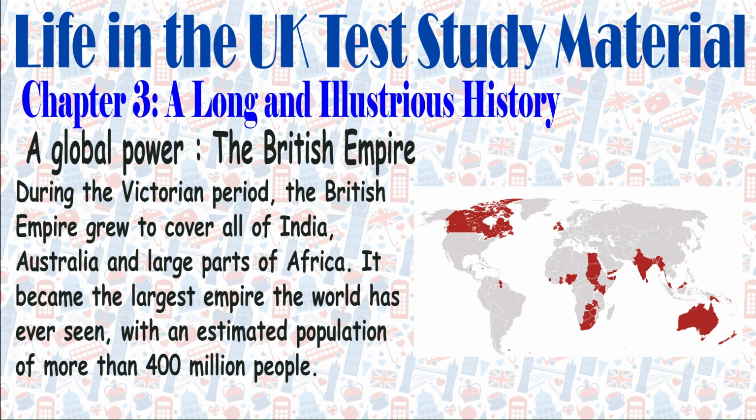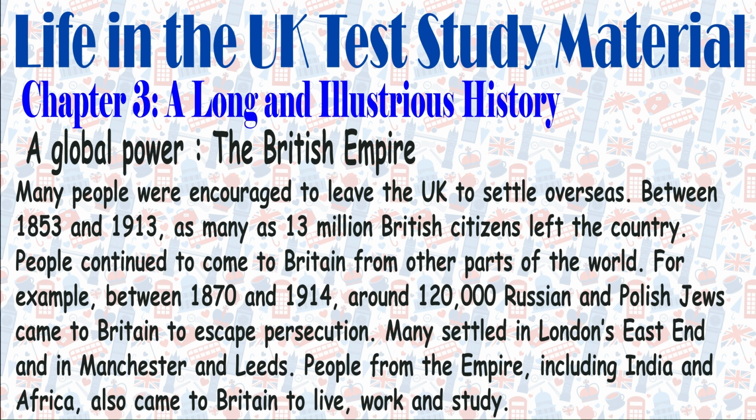The British Empire. During the Victorian period, the British Empire grew to cover all of India, Australia, and large parts of Africa. It became the largest empire the world has ever seen, with an estimated population of more than 400 million people. Many people were encouraged to leave the UK to settle overseas. Between 1853 and 1913, as many as 13 million British citizens left the country.